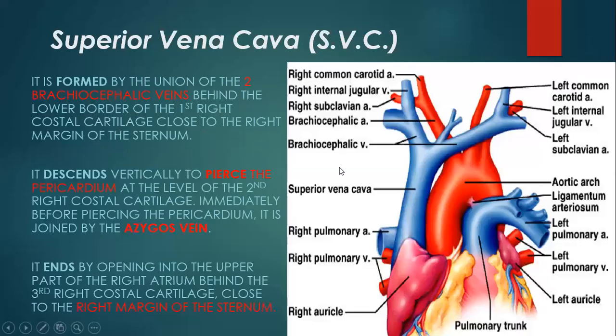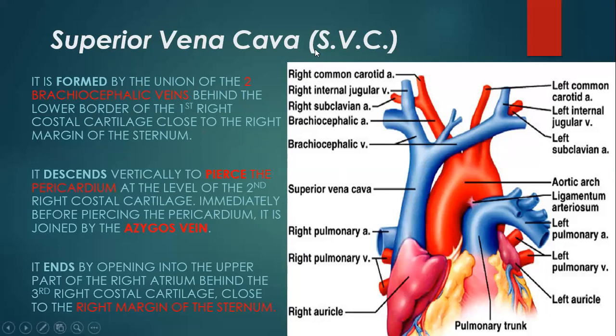Okay. Coming to the superior vena cava. So first we'll talk about the superior vena cava and the inferior vena cava, because these are the two veins which will be draining the venous blood from all the parts of the body back into the heart.